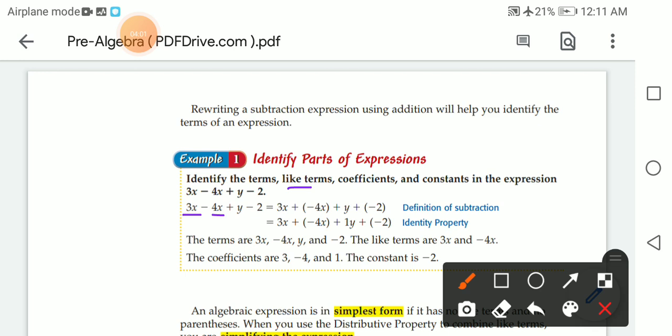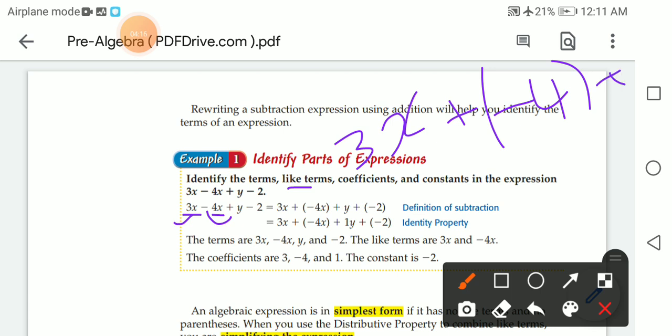What are the like terms? I have here 3x and 4x. 3x minus 4x, my dear students, don't forget to put here plus: 3x plus, open a bracket, then negative 4, and then complete your answer. Why? Because I want to solve for this. When I say 3x plus negative 4x, the answer will be what? Negative x. Why? 4 minus 3 equals 1, and I took the sign of the greater number, which is negative. So negative x, plus 1y, y means 1y.